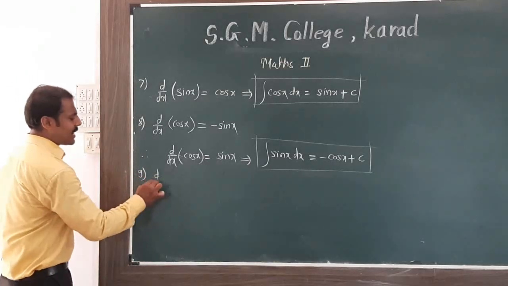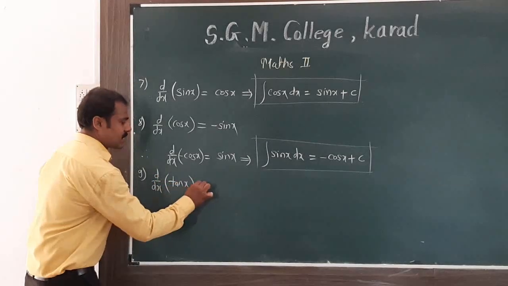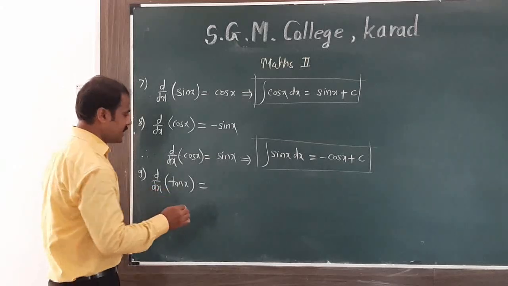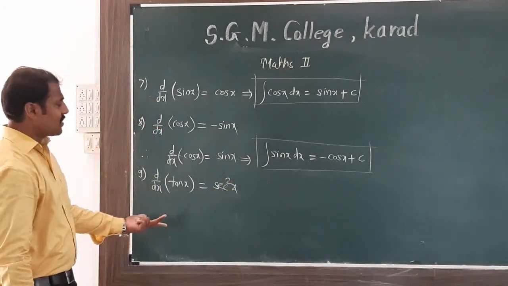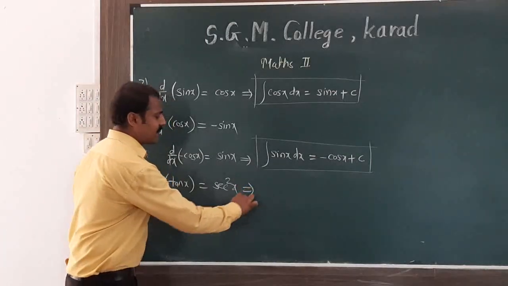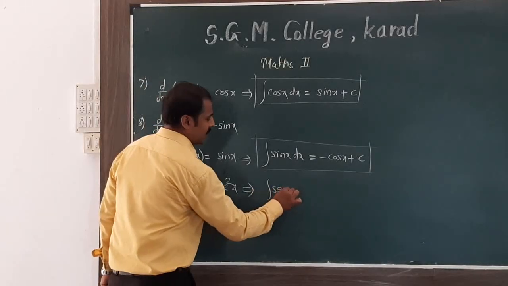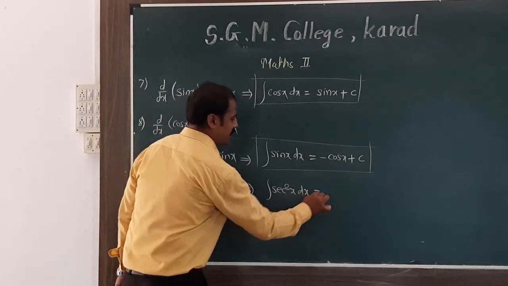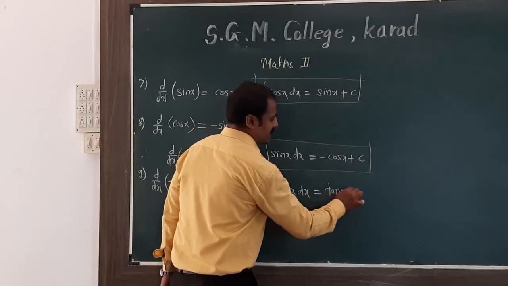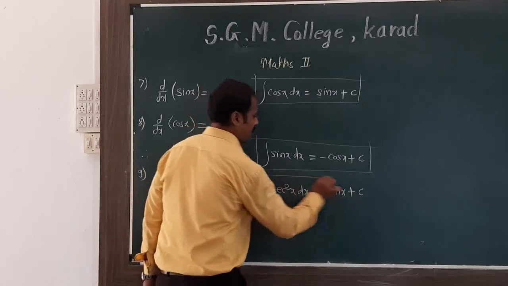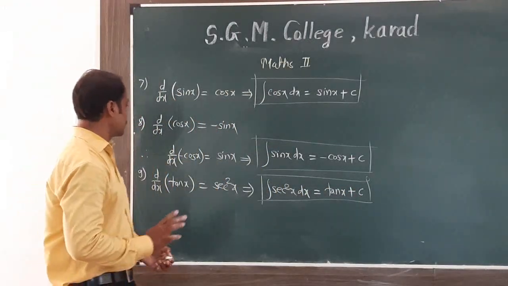Also we know that derivative of tan x, d/dx of tan x, is equal to what? Derivative of tan x is sec square x. So simply, by using definition of integration, integration of sec square x is what? Integration of sec square x dx is equal to tan x plus c. So it's our new formula: integration of sec square x dx is equal to tan x plus c.